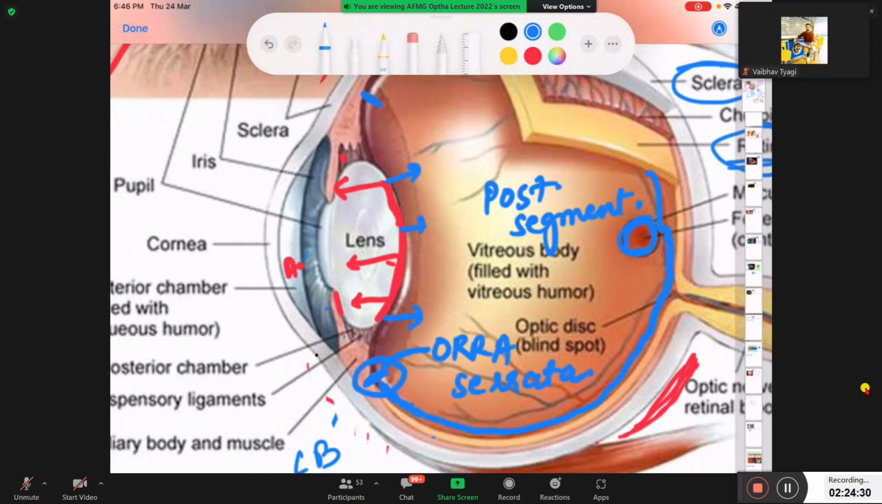Now, write a few points about ora serrata. You understood the location of ora serrata? It is the anterior termination of retina. Clear? Why is it anterior? Because we are going towards the anterior segment. So this is the anterior termination point of the retina, the junction of ciliary body and retina. This point is called ora serrata.